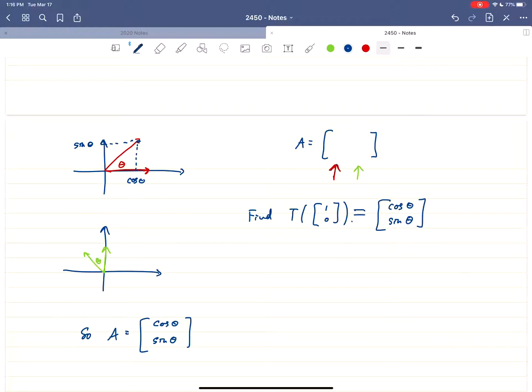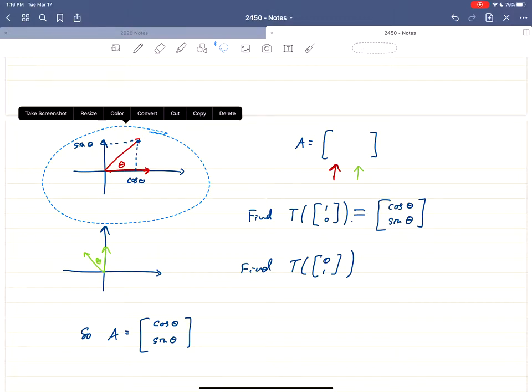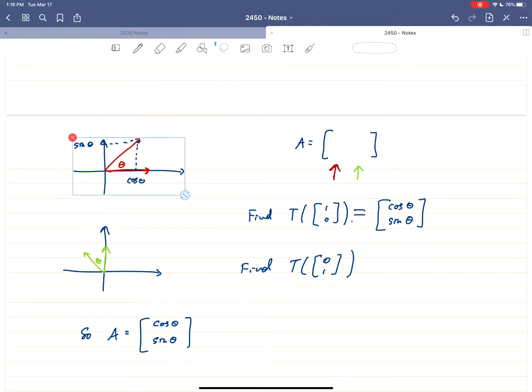The second thing that we need to do is figure out what is the output of the vector 0, 1. And what I want to emphasize is that this is actually going to be the same picture, just rotated 90 degrees. So this is going to be the same picture, just rotated 90 degrees. Okay? So that is what we're going to have to figure out. And that means that the values are going to be similar.